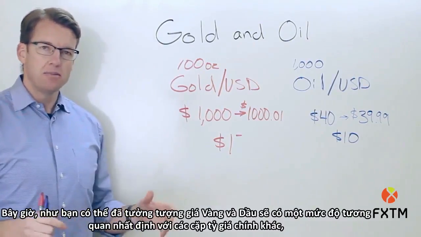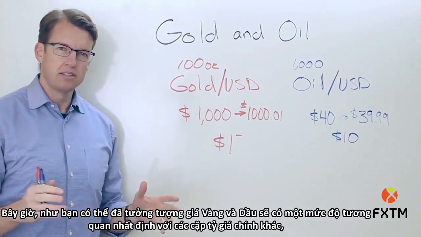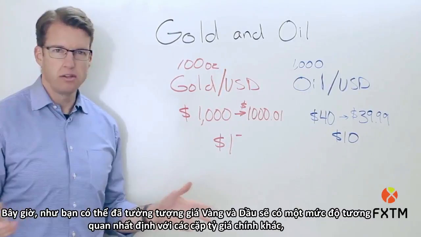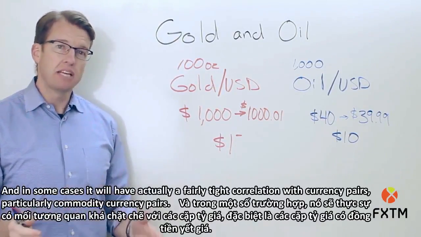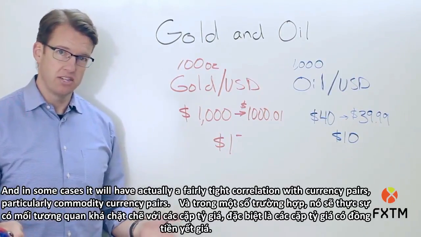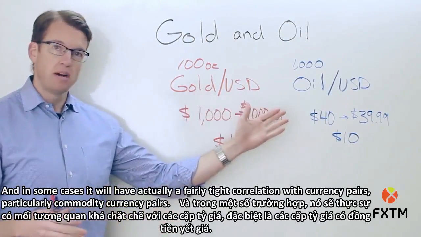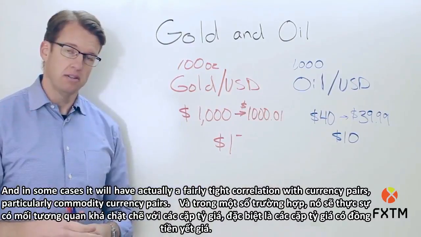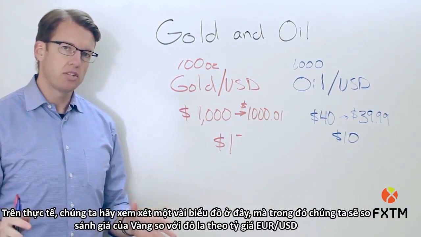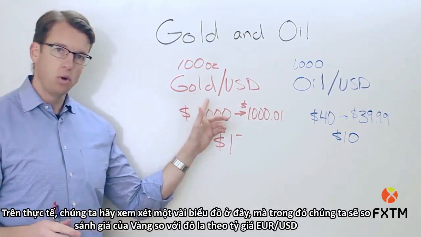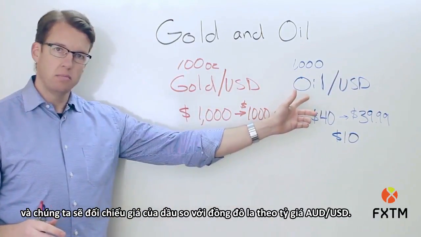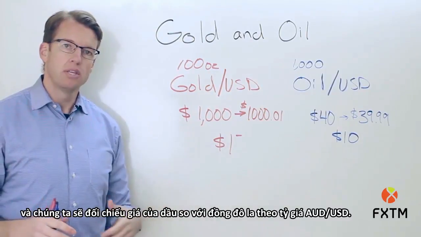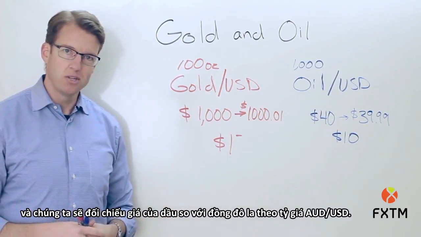Now, as you might imagine, gold and oil prices are going to have a certain amount of correlation with other major currency pairs, particularly those that are crossed with the dollar. In some cases, there is a fairly tight correlation with the currency pairs, particularly commodity currency pairs. In fact, let's take a look at a couple of charts where we'll compare the price of gold versus the dollar to the euro-dollar exchange rate, and contrast the price of oil to the dollar with the Australian dollar to the US dollar exchange rate.